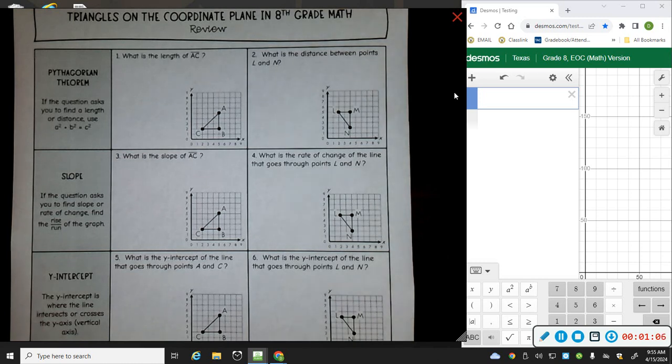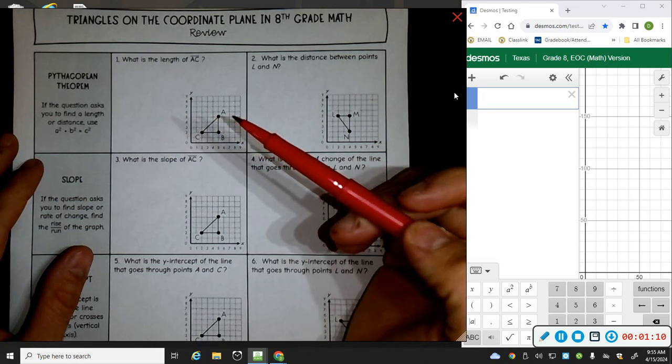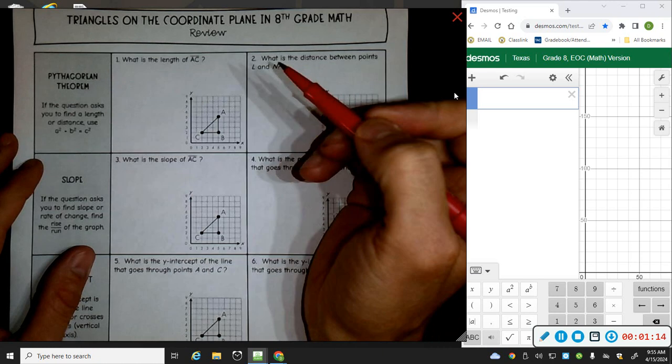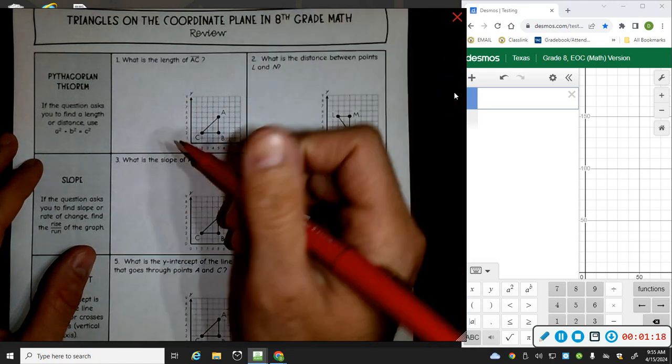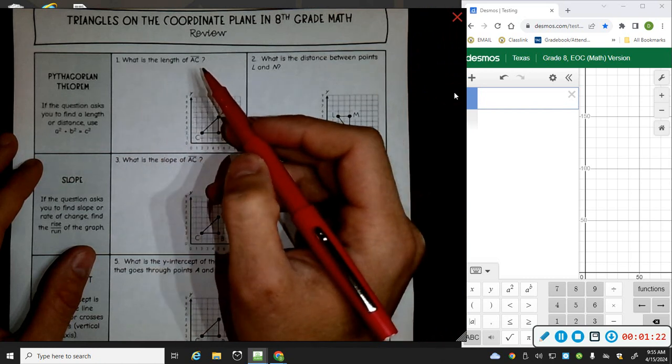I always recommend, if you don't know anything about Pythagoras the man, that you go and look him up sometime. He's a really interesting guy, and this is just such a small part of what he left us to study and to learn about. So starting with, what is the length of AC?